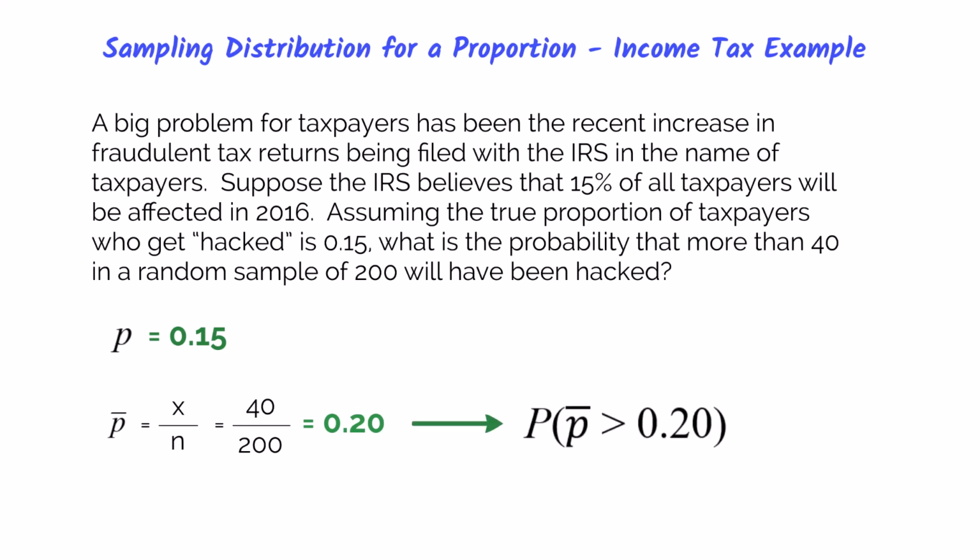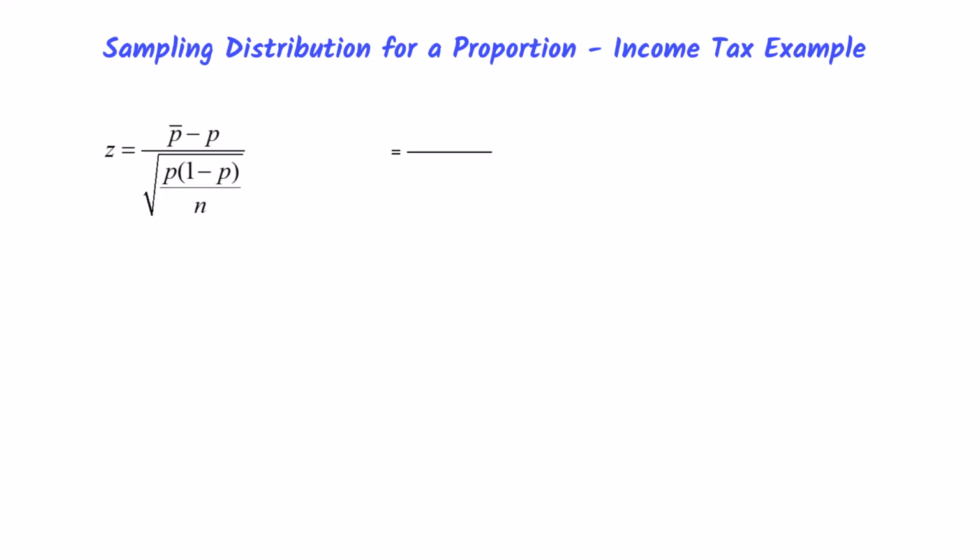So we now want to write our event of interest. We are essentially saying that we want to know the probability that p-bar will be greater than 0.20. We are not writing our event of interest in terms of the number of people, or 40, but the proportion of people in the sample. So thanks to Theorem 5, we can use the standard normal distribution to calculate the probability that the sample proportion is greater than 0.20. The first step to use the standard normal distribution is to convert our sample proportion to a z-value. So here's our formula.